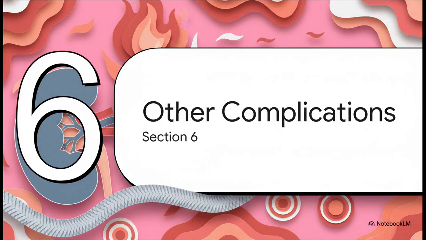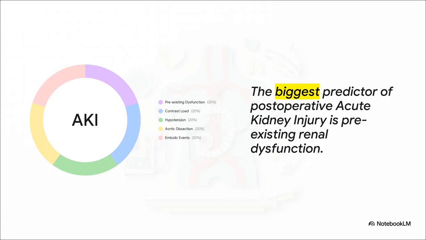Okay, for our final section, let's wrap up by covering the other major complications. We'll look at what can happen to the kidneys, problems with the graft itself, and the body's big systemic response to the whole procedure. Acute kidney injury is incredibly common after these procedures, and it's a serious problem. As you can see from this chart, it's really a perfect storm for the kidneys.